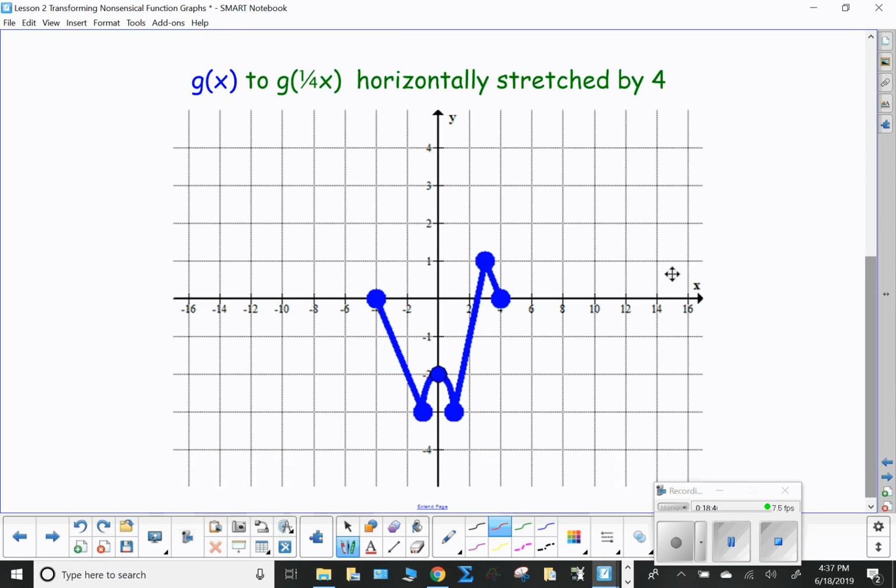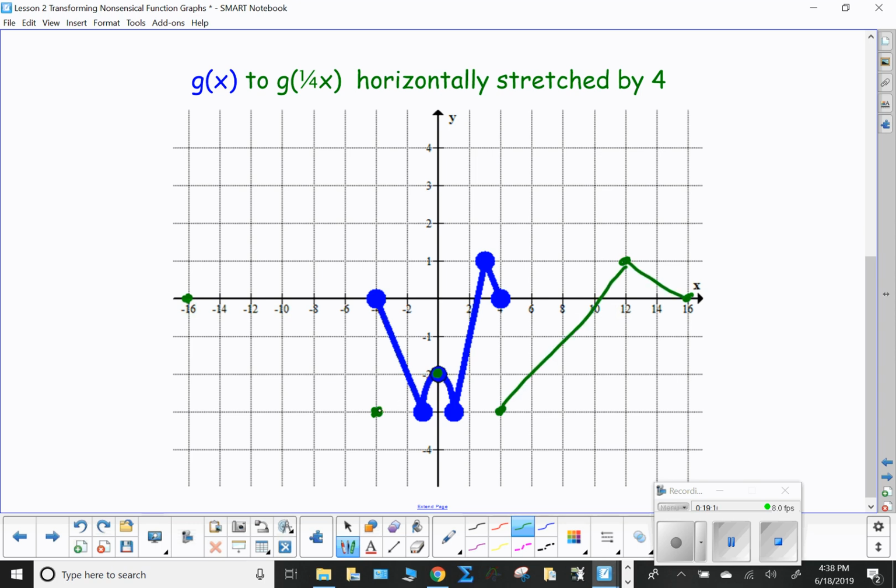Oh, got lazy, so we're going to stretch it wide. -4 comes out to -16. That's -4 times 4. That's how I got the -16. -1 times 4 is -4. 0 times 4 is still 0. 4 times 1 is 4. 4 times 3 is 12. 4 times 4 is 16. Stretch it out. Stretch that way out.